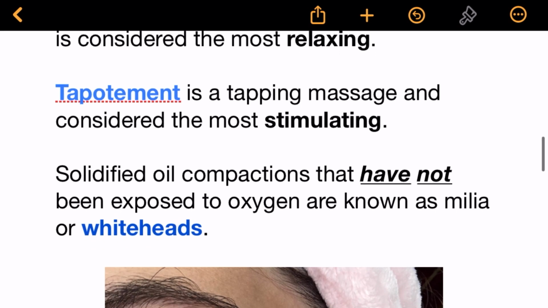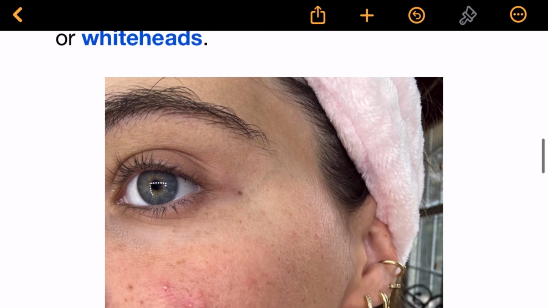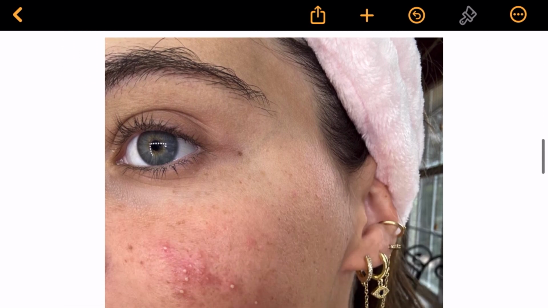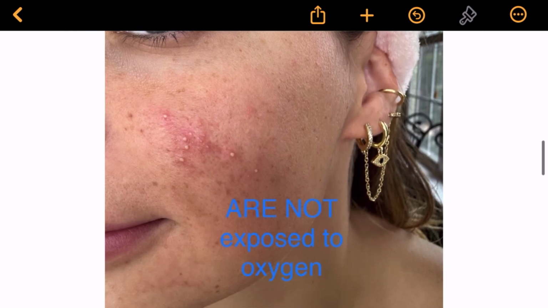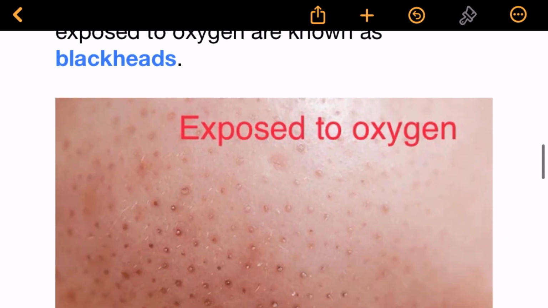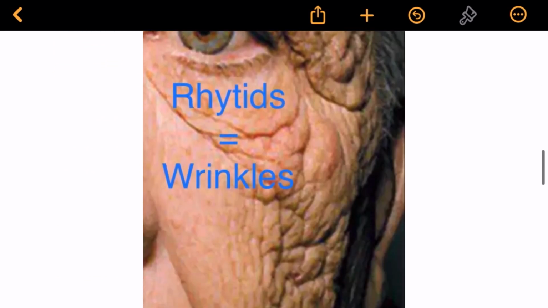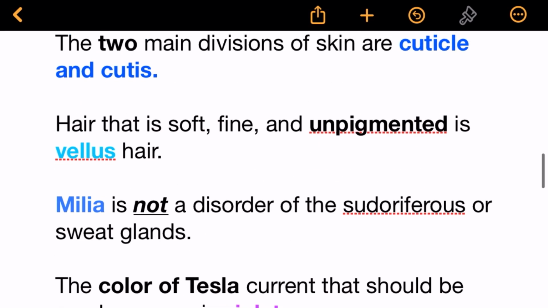Tapotement is a tapping massage and considered the most stimulating. Solidified oil compactions that have not been exposed to oxygen are known as milia or whiteheads. Solidified oil compactions that have been exposed to oxygen are known as blackheads. Rhytids are more commonly known as wrinkles. The two main divisions of skin are cuticle and cutis.